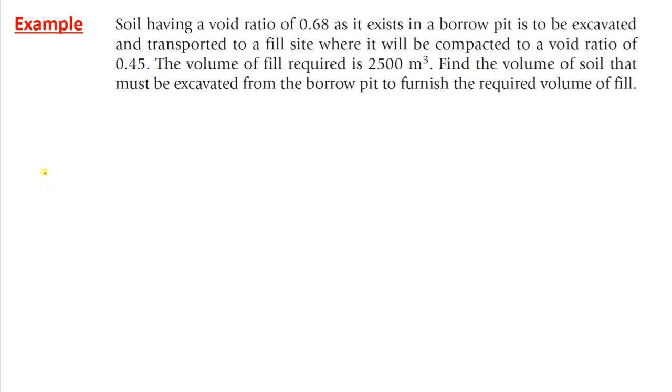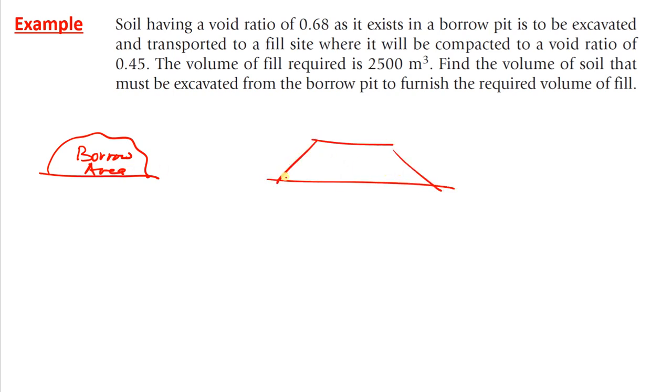Suppose this is our borrow area, and from this borrow area we are going to take soil and fill it in an embankment. So this is that fill. That soil will go from the borrow area to the fill. It says the void ratio of the borrow area is 0.68, and the void ratio of the fill is 0.45.